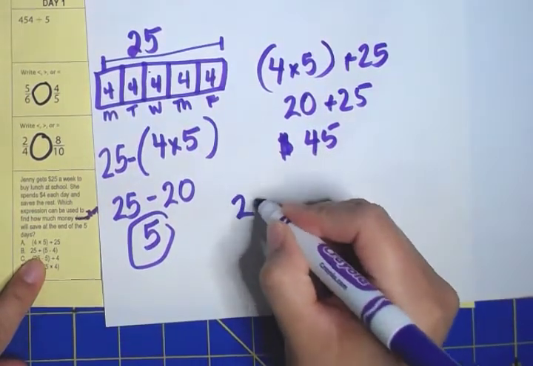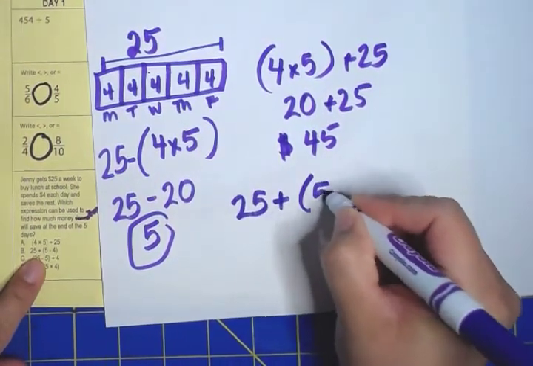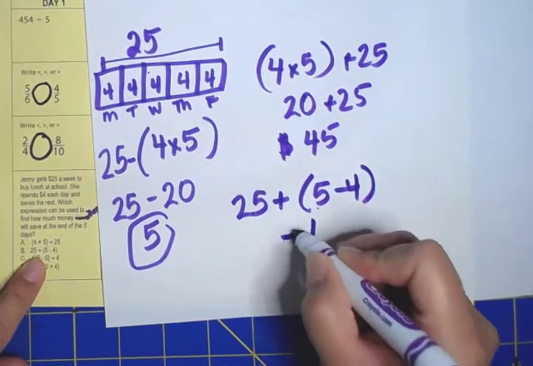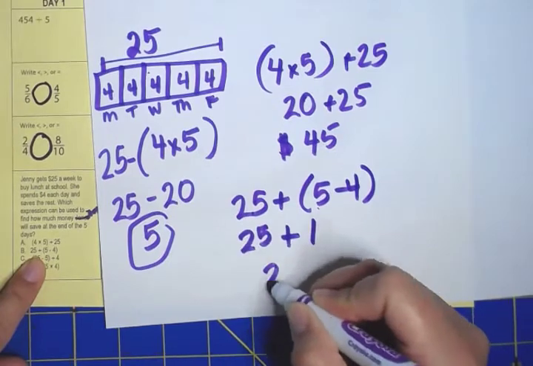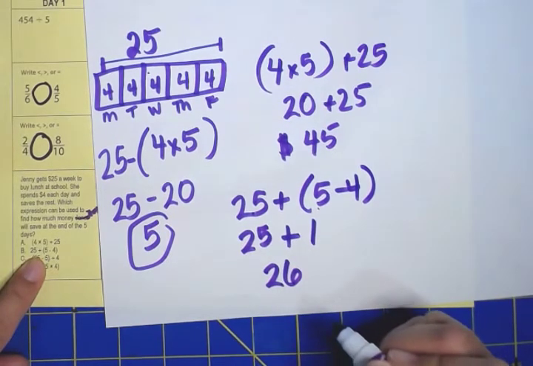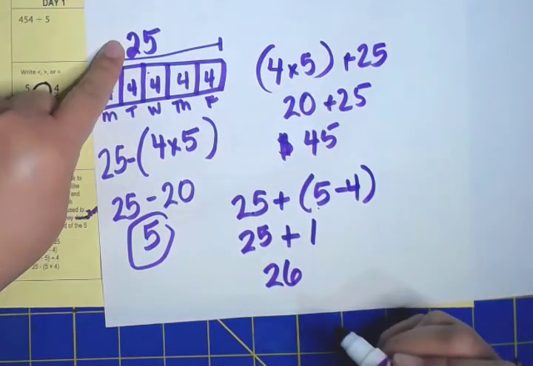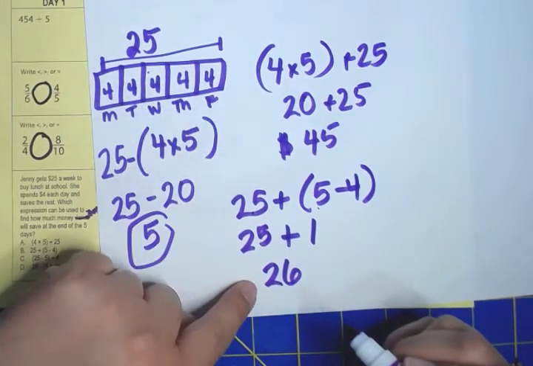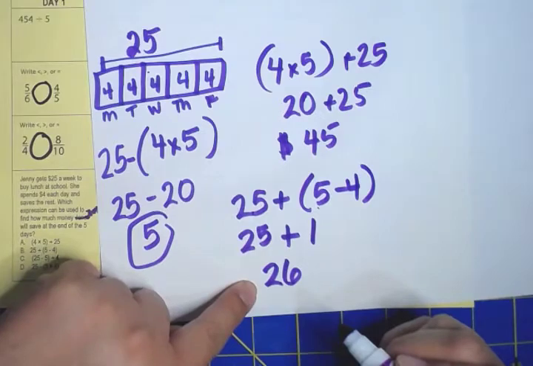The next one says 25 plus 5 minus 4. If I subtract 5 minus 4, I get 1. And add it to 25, I get 26. Again, if she starts out with $25 and she's spending $4 every day, it doesn't make sense to end up with $26.